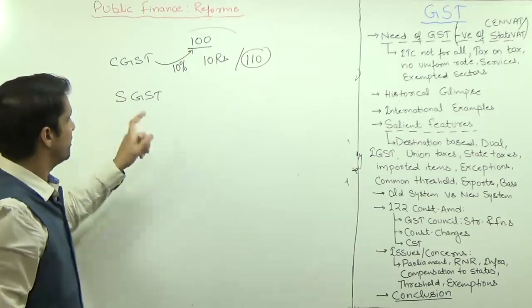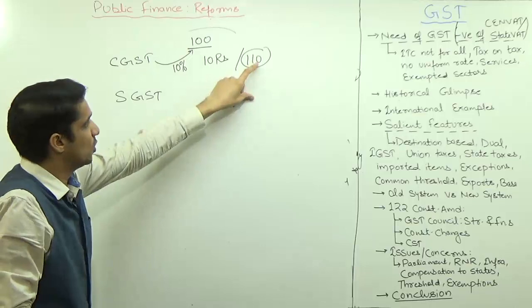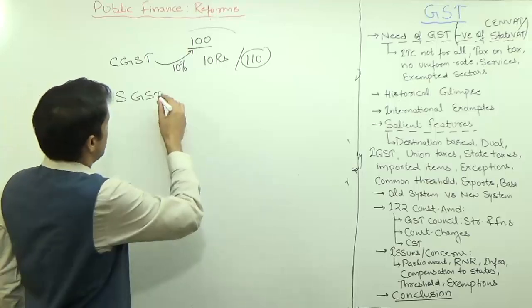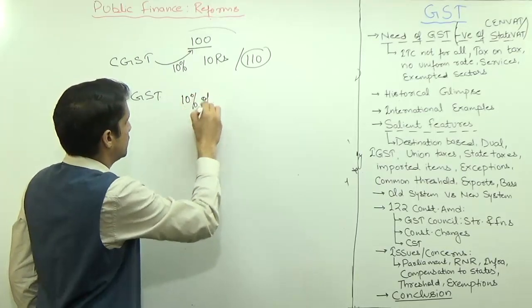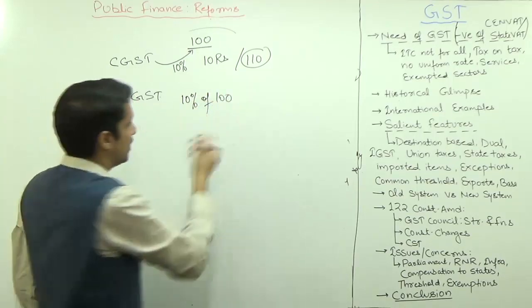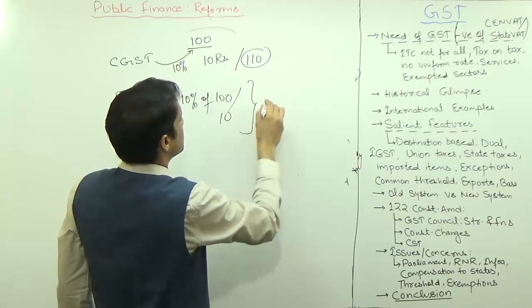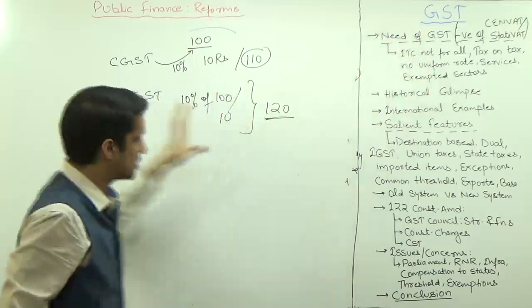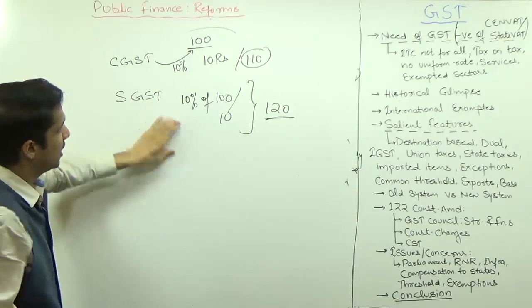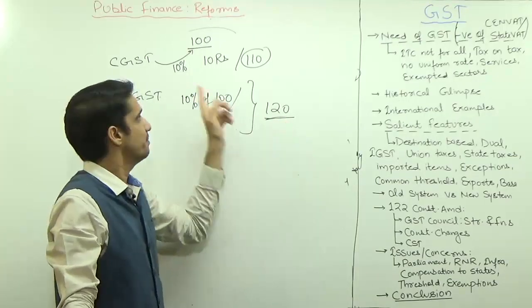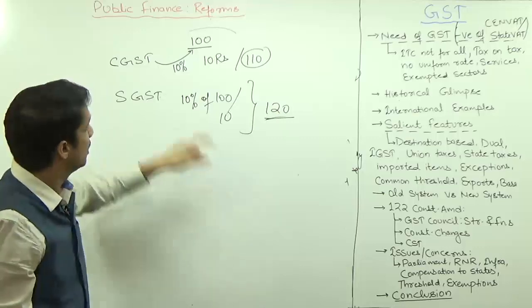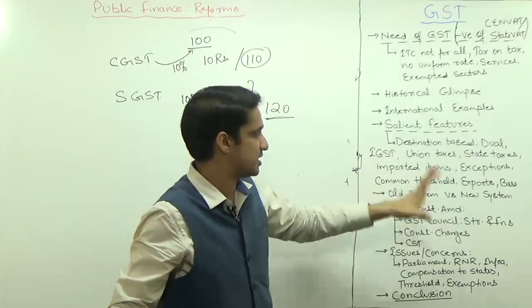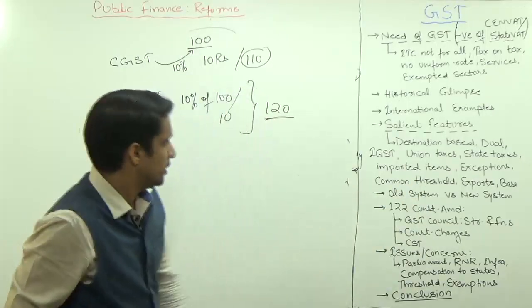But when the state government levies the SGST, that will not be on 110 rupees but on the same base, meaning on this 100 rupees only. So the SGST will be 10% of 100, and not 110. So finally it will be 10 only, and the final price of the item is 120. Compare this 120 with what I discussed at the start, when the union government was producing something and the final price was 121, because the base was different. The state government was levying tax on that 110 rupees and not on 100 rupees. Once GST comes, the base will be the same.